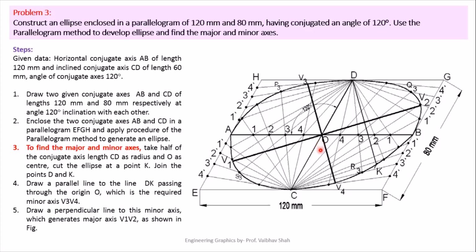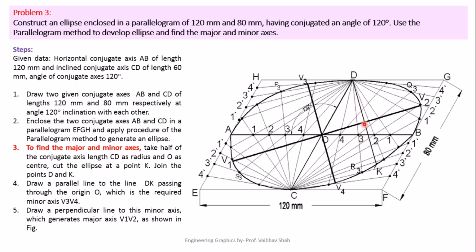So once again, I am repeating the procedure for finding out the major axis and minor axis in the parallelogram method for the ellipse. You will take O as a center, O to D as your radius, and draw one semicircle by taking OD as a radius. When you draw the semicircle, the semicircular line will intersect your ellipse somewhere here. You will have an arc on this ellipse somewhere here. Let us say this point is your point K. After getting point K, let us connect it by a straight line to your point D. So this is your DK line.